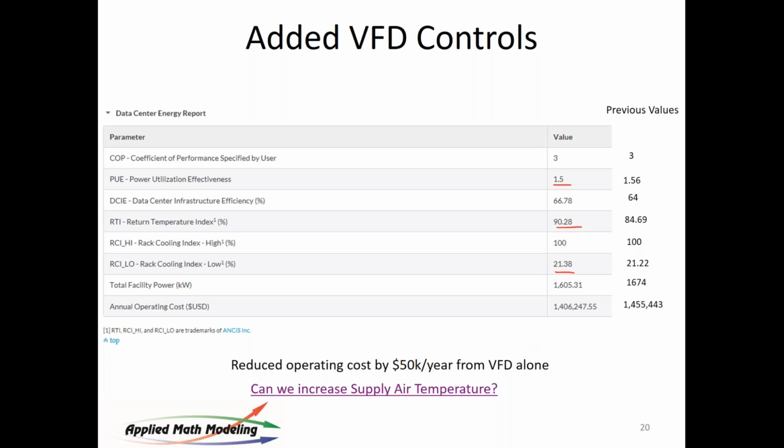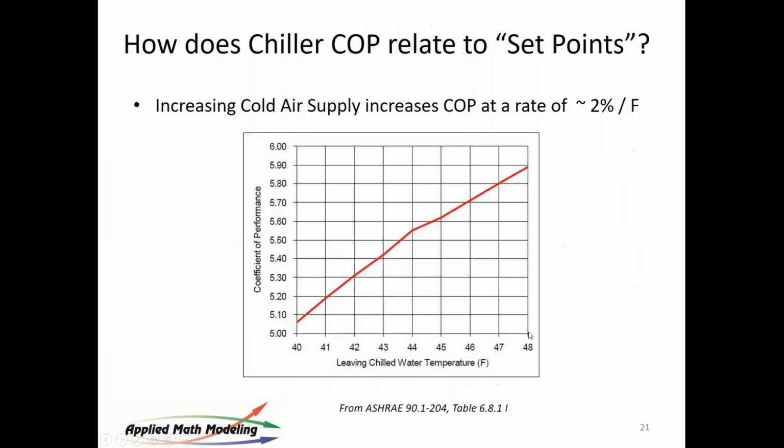I'm going to show you what happens at half load as well, because the new TC 90.4 specification requires that you model it at full load and half load. Half load is more difficult. So that's the initial run. That's what it looks like.